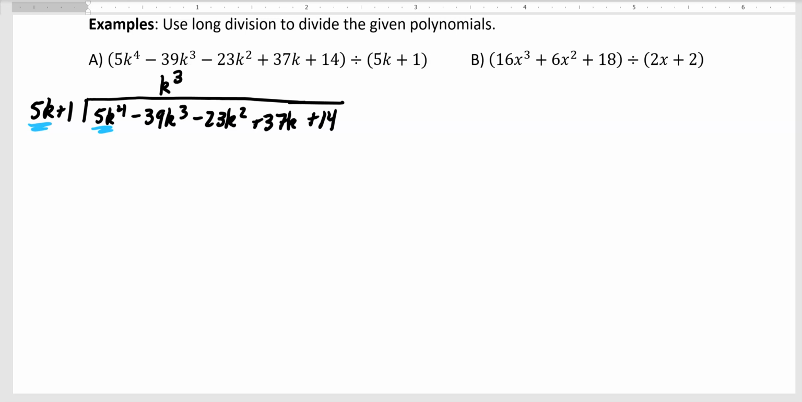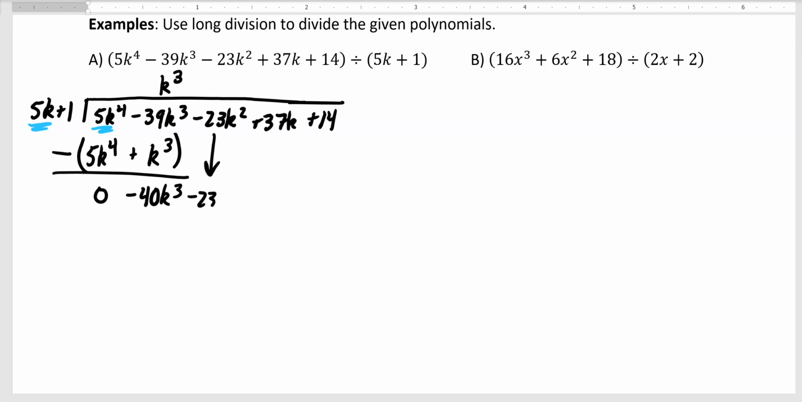And then I'm going to subtract, and then I'm going to multiply, so 5k to the 4th, and then k to the 3rd plus 1 would be 1k to the 3rd, and then I'm going to subtract this value. So if we do this right, our first term should always become 0, and then our second term is going to give us our new. So negative 39k minus k to the 3rd was going to give me negative 40k to the 3rd, and we bring down negative 23k squared.